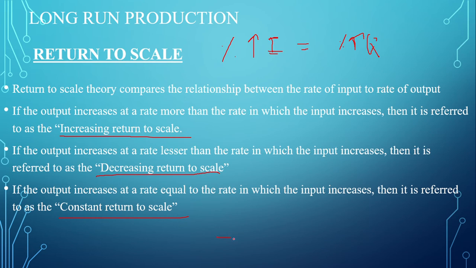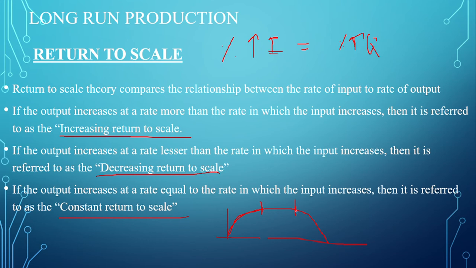So normally it's like this. If you see the curve, it will be like an upside curve. So up here it is increasing return to scale. That means when you increase the input, the output is also increasing. But here, even when you increase the input, the output is the same. That shows you are at a constant level.